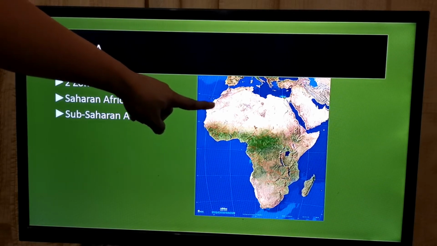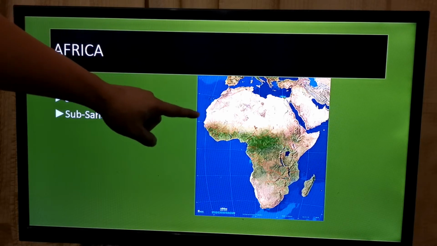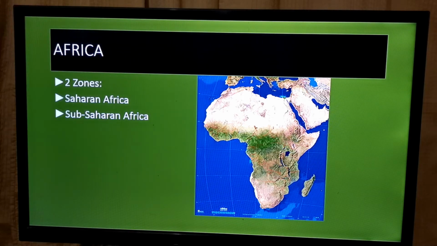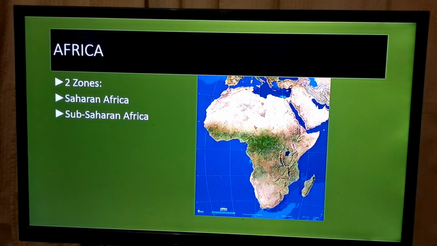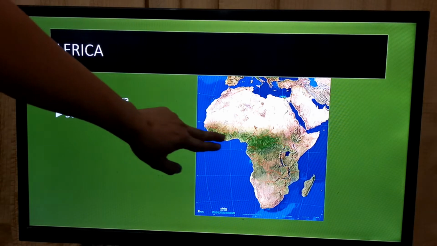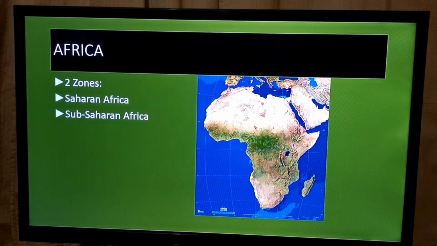It's called the Sahara. You don't say Sahara Desert because in their language, Sahara already means desert. So if you say Sahara Desert, that's desert, and that's funny. So you just say Sahara. And over here, there's also a small desert called the Kalahari Desert. So the middle part of Africa is not desert, but it's forest or grassland.